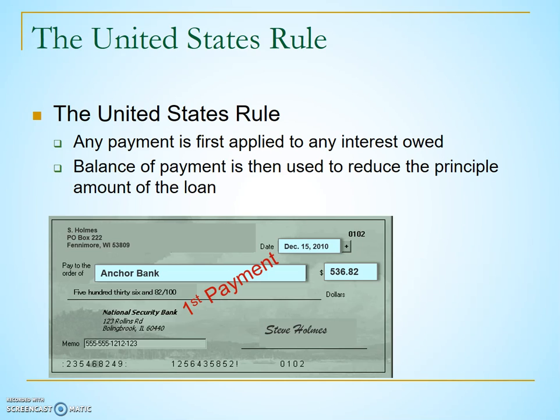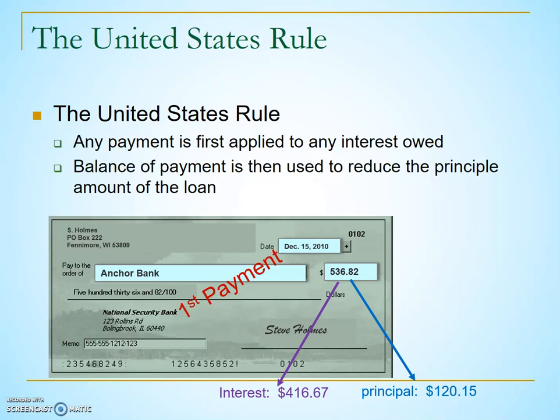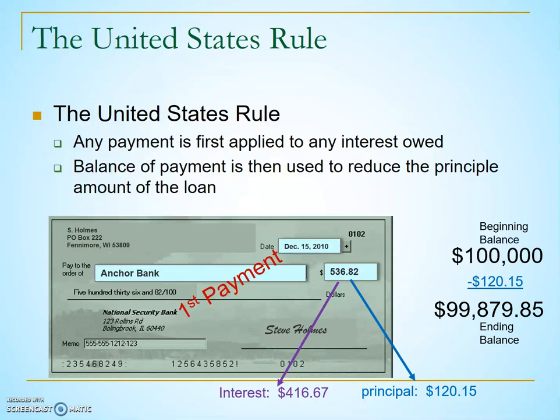If we look at the first payment on a new $100,000 house loan, of the $538.82 payment, $416.67 will first be applied to the interest that is accumulated by the loan. This means that only $120.15 of the first payment will be applied towards the principal. If the beginning balance was $100,000, then the ending balance after this first payment will be $99,879.85.